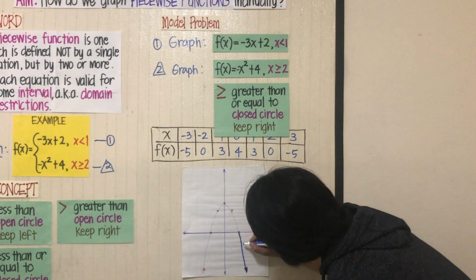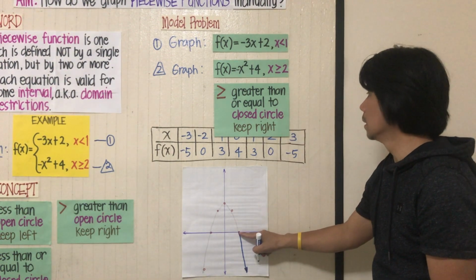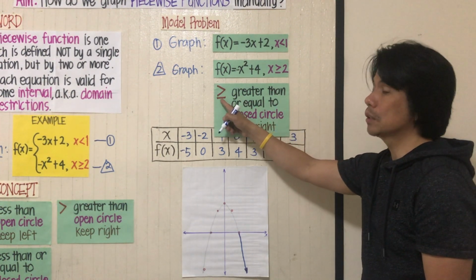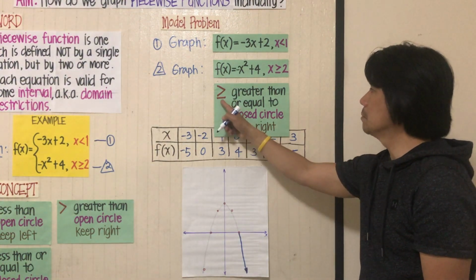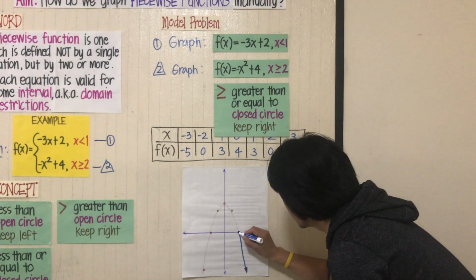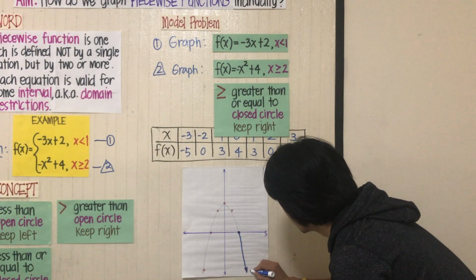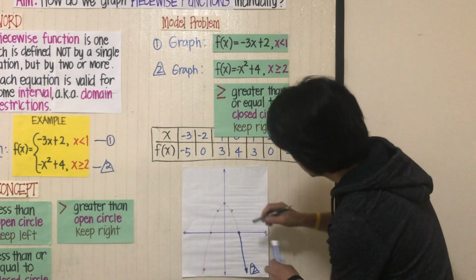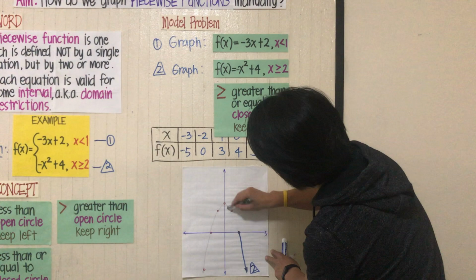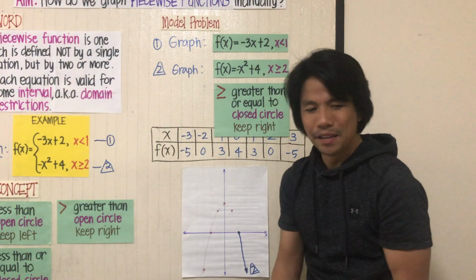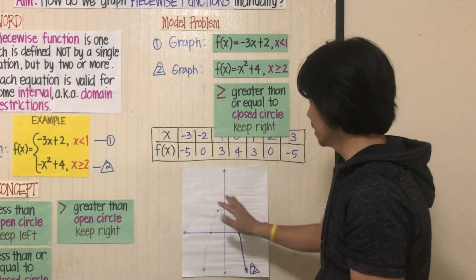That's the graph. Now, what do we do with this open circle? Based on the restriction, it's greater than or equal to. Every time you have an equal to symbol there, it's a closed circle. I'm gonna shade it in, and that is the second part of the graph, and that is your equation 2. So what do you do with the rest? You need to erase this part. How about this open circle? Just ignore them. If you have an eraser, then just erase those parts.